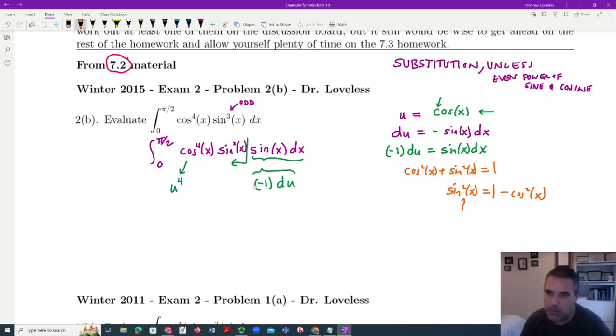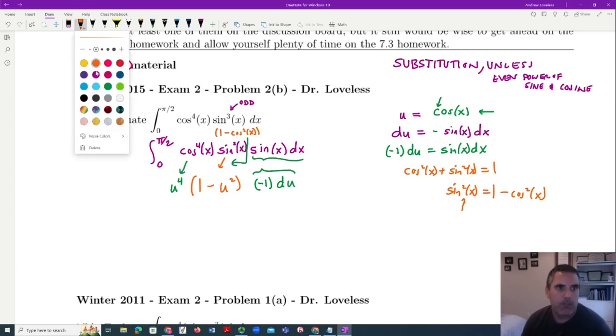If it happened to be even, you would use it over and over again. But this right here is 1 minus cosine squared. Which means it's 1 minus u squared. Success. That's the main method of this, except if it's even powers of sine and cosine.